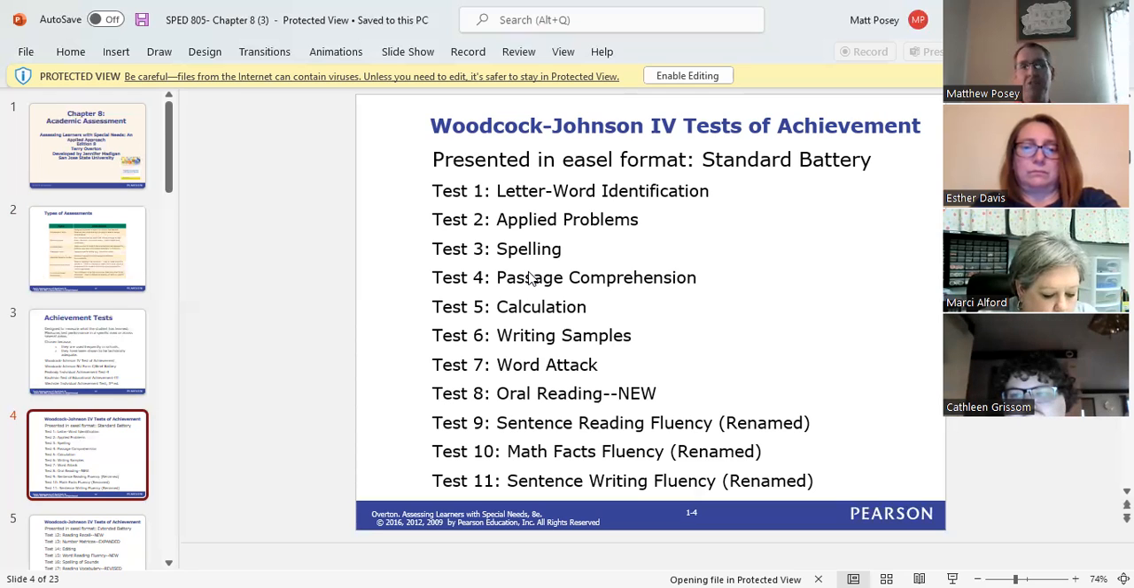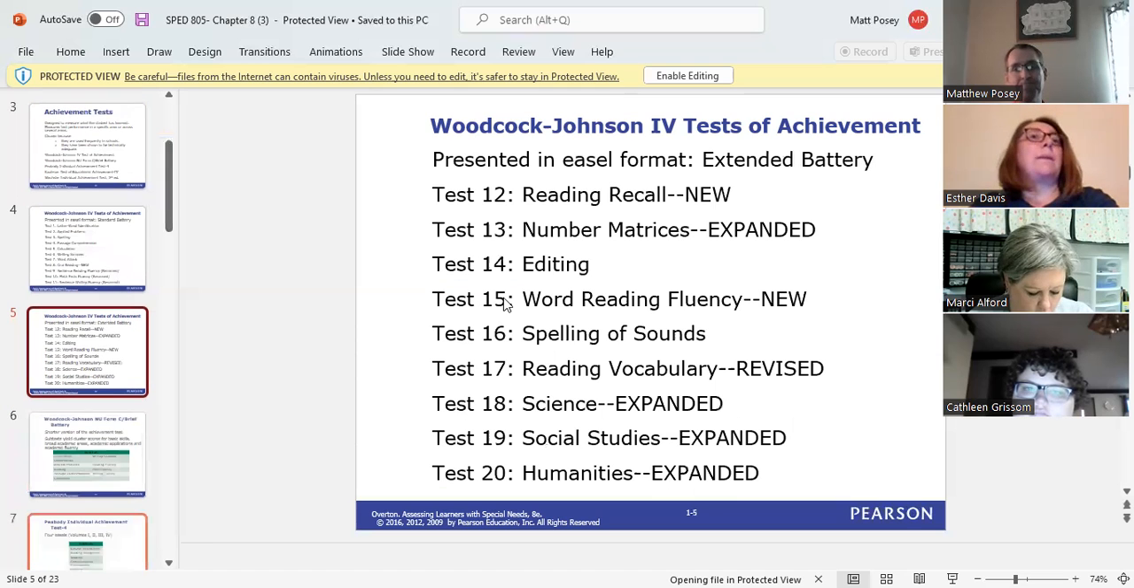There's not a lot of interaction, but you can see the different subtests: letter word identification, applied problems, spelling, passage comprehension, calculation, writing samples. A lot of it is centered around, you'll see quite a few subtests centered around reading and mathematics skills. Again, you're going to see a lot of fluency on there. So that means it's timed, and you're tracking them to determine perhaps how many they got wrong in a given minute or within 2 minutes.